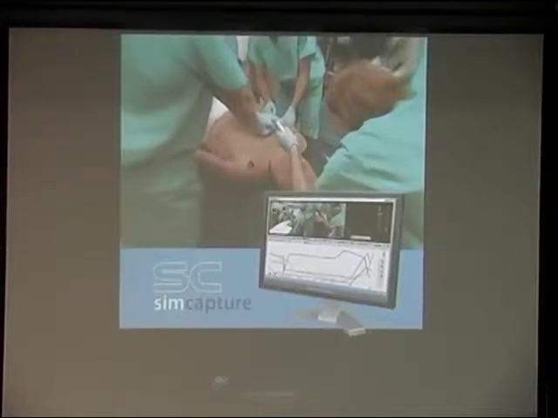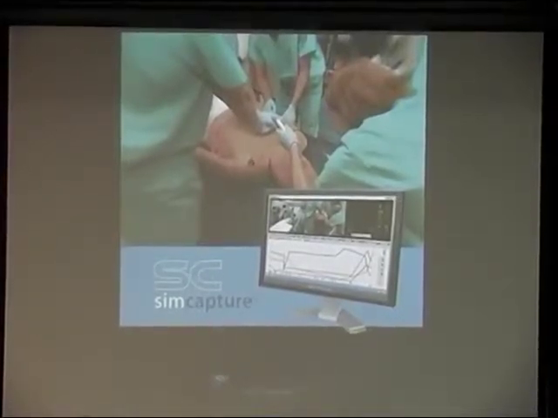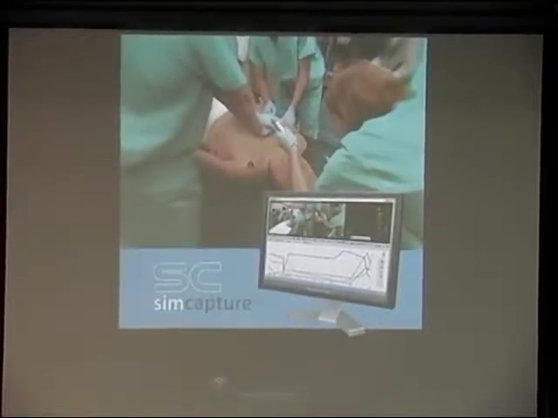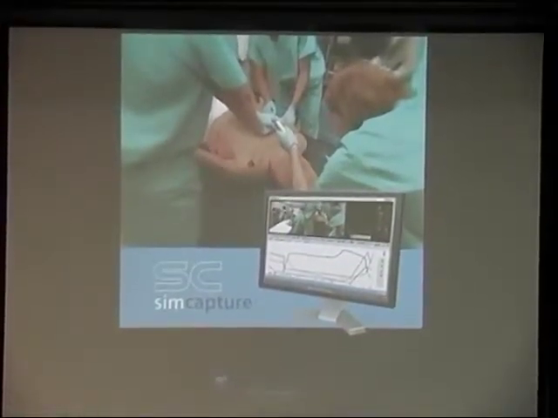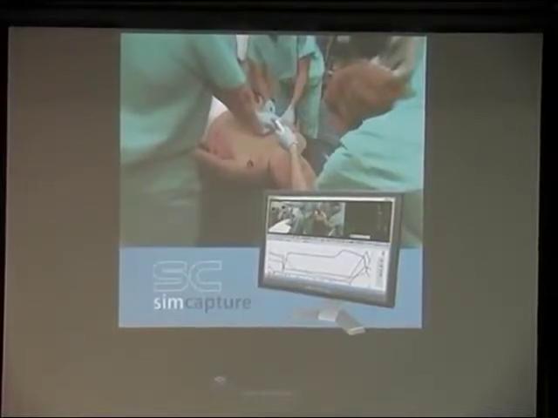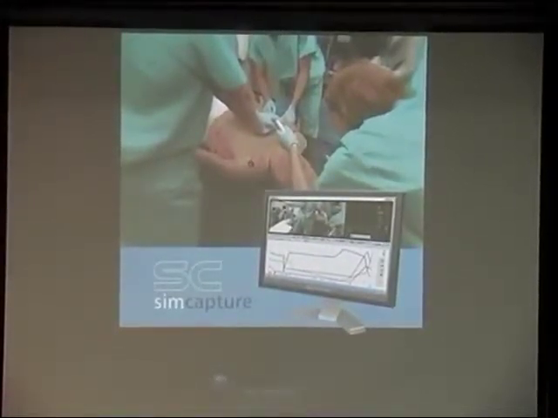A few projects that I worked on, one is called Sim Capture. It's for a company called Beeline Medical. I'm pretty sure, so this was based out of DC. I was in DC for a while. But I'm pretty sure they have some software at Vanderbilt somewhere.